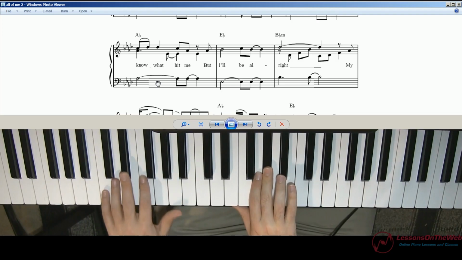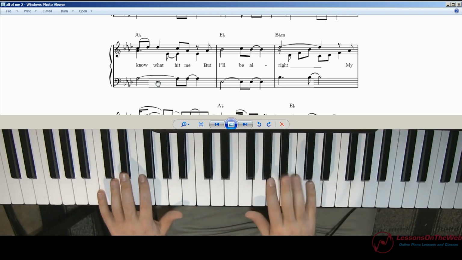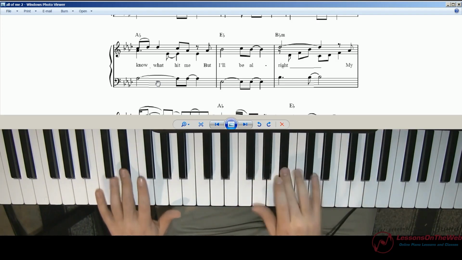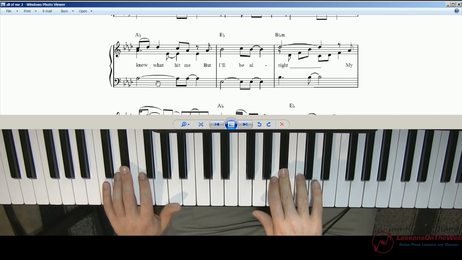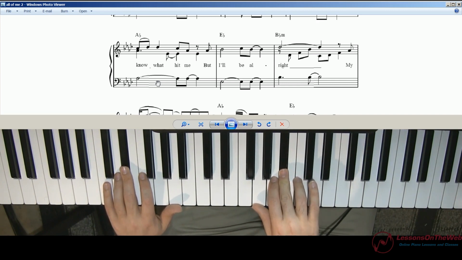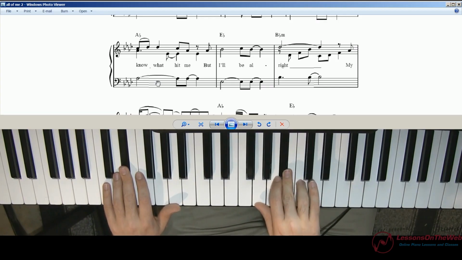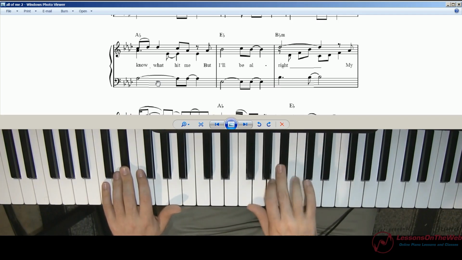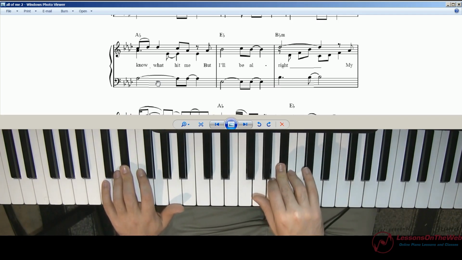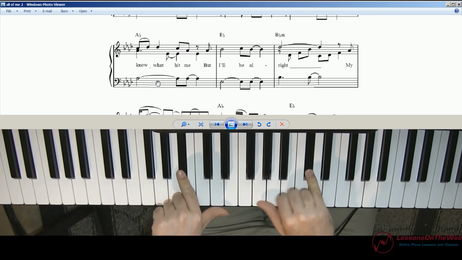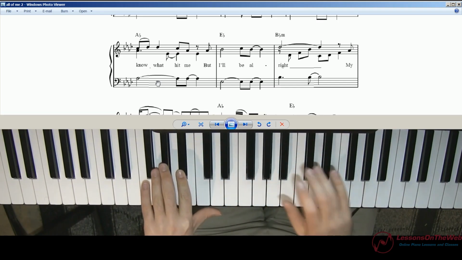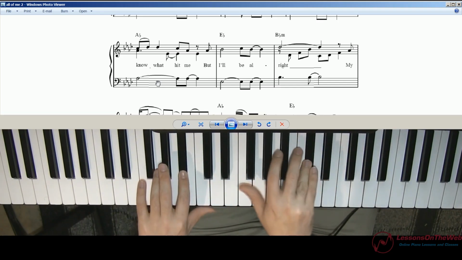And now for the next measure, you have E flat in the left hand, B flat in the right hand. Hit those all at the same time for "I'll." And then "all" will be C, B flat, so you've got I'll, B, all. And then for the word "right," you're going to switch to B flat with your left hand and D flat with your right hand. Right.